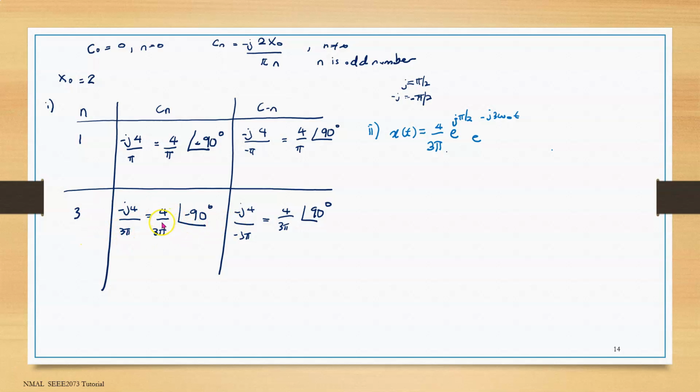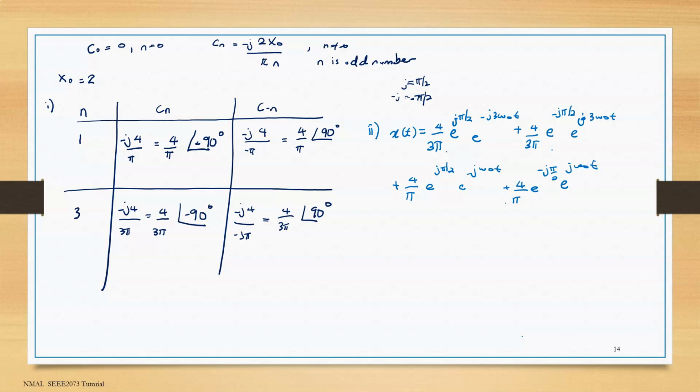The positive part, so this one is plus 4 over 3 pi exponent, this one is negative j pi over 2 for n equal to 3, so exponent j 3 omega naught t. Okay, and then for n equal to negative 1, 4 over pi exponent j pi over 2 exponent negative j omega naught t, plus 4 over pi exponent negative j pi over 2 exponent j omega naught t.